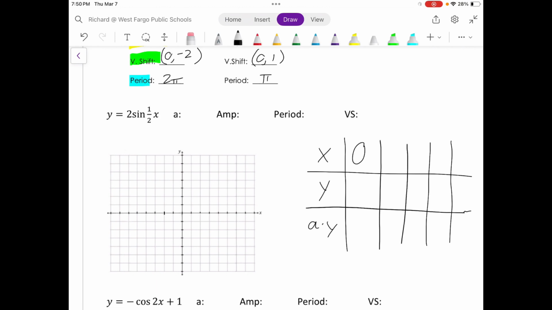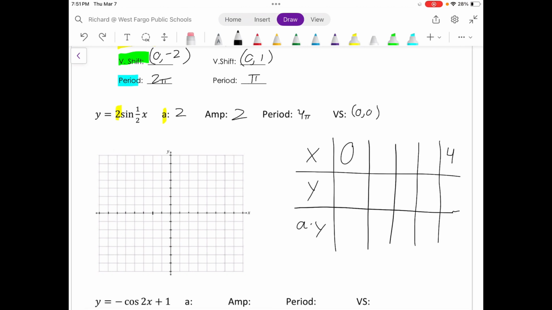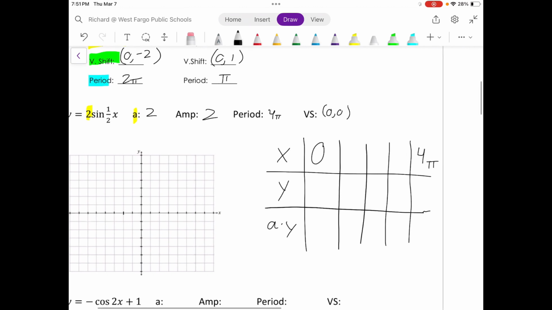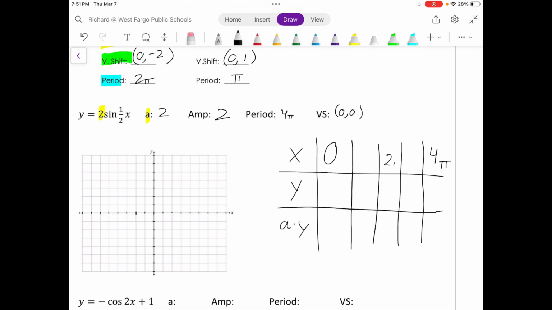So our a is going to be 2, because our first number is our a. Our amplitude is always a, but positive, which will stay the same as 2. Our period, which is 2 pi over b, will become 2 pi over 1/2, which will become 4 pi. And our vertical shift will be 0. Looking at the numbers we just found, our period will be our last number on our chart, and then we fill in the rest.